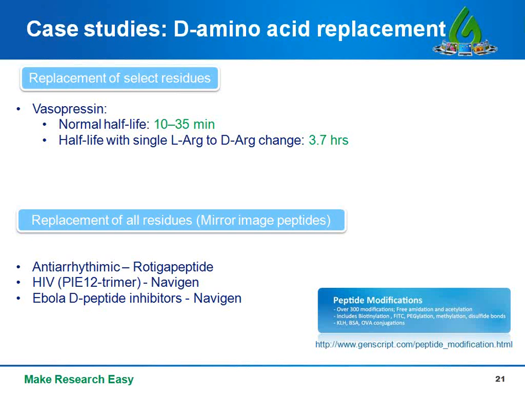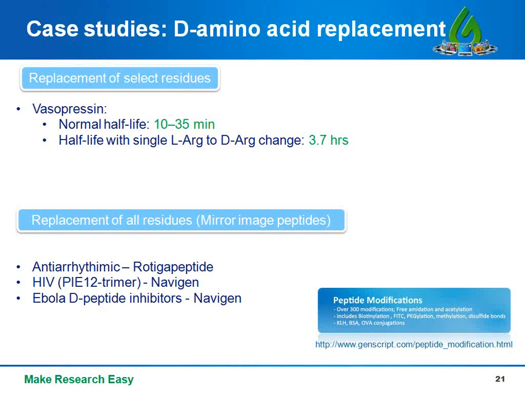Incorporation of a single D-amino acid may be powerful enough to greatly enhance a peptide's stability, like in the case of vasopressin, an antidiuretic hormone used to treat diabetes. Vasopressin normally has a half-life of 10 to 35 minutes in humans, but in one study, when a single L-arginine was replaced with D-arginine, the half-life of the peptide increased to 3.7 hours.